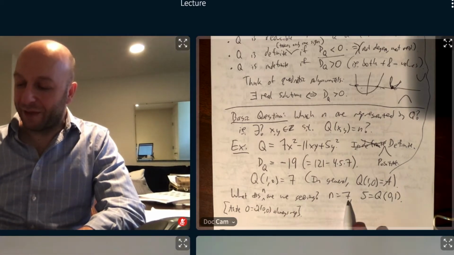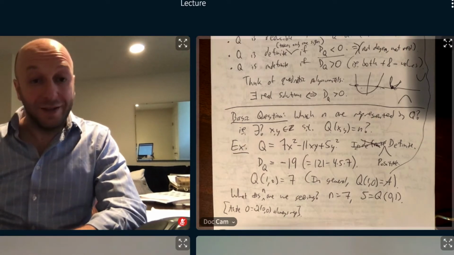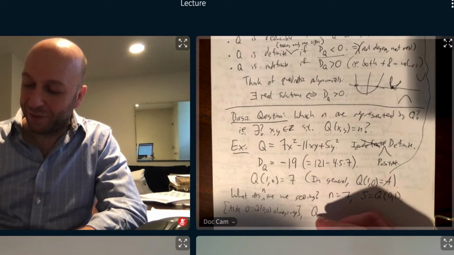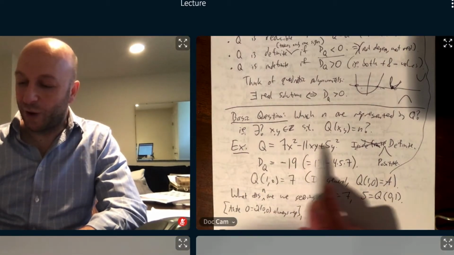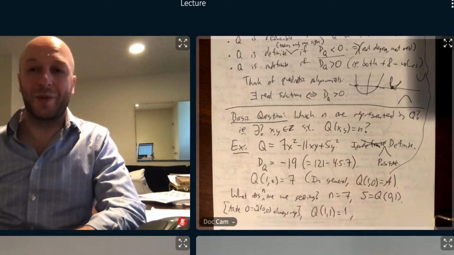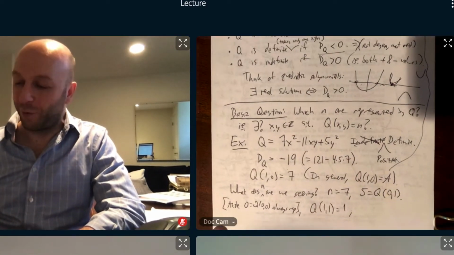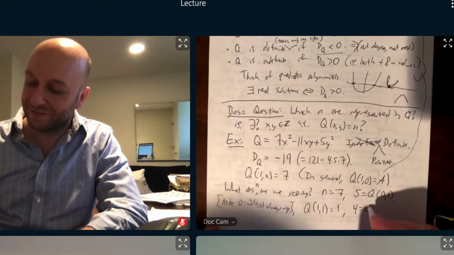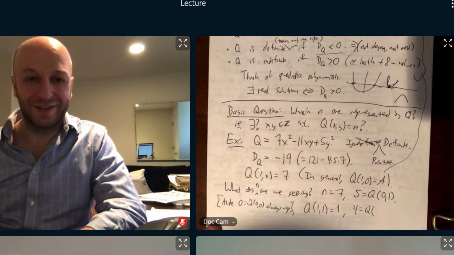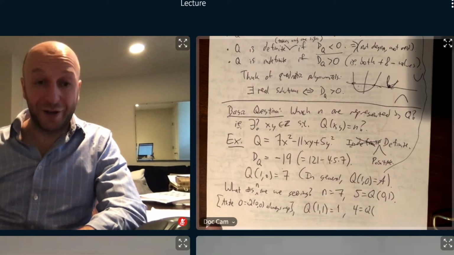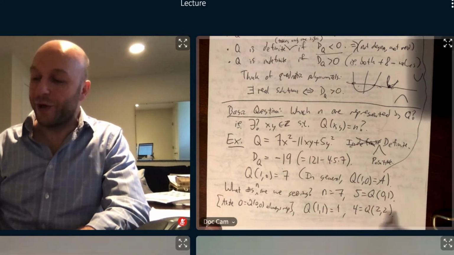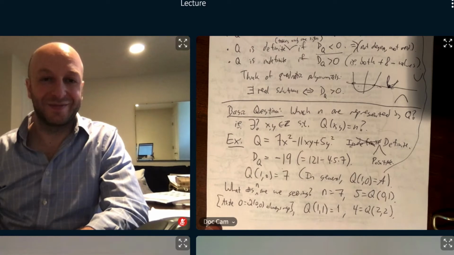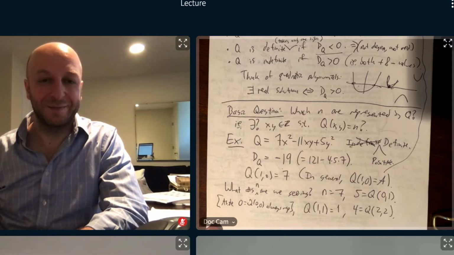Right. So we have 5, 7, 1. Okay. So Sriya is telling us, look at Q of 1, 1. 1, 1 gets us 12 minus 11, which is 1. So 1 is represented. Great. 4. How'd you get 4? 2, 2. Very good. So here's another general principle. Now we know we get all the squares. Yukong, you were going to say something?